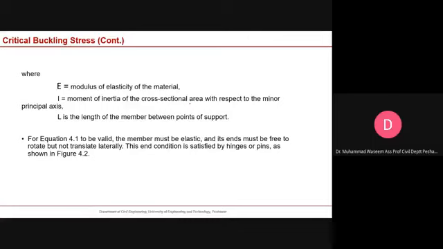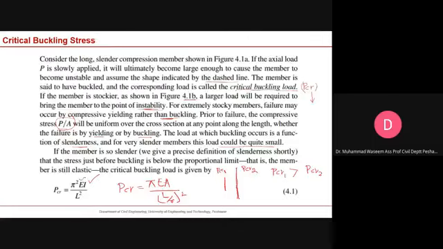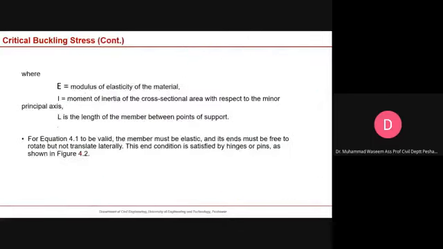In this equation, E is the modulus of elasticity. You are familiar with these terminologies. L is the length of the member between the points of support.